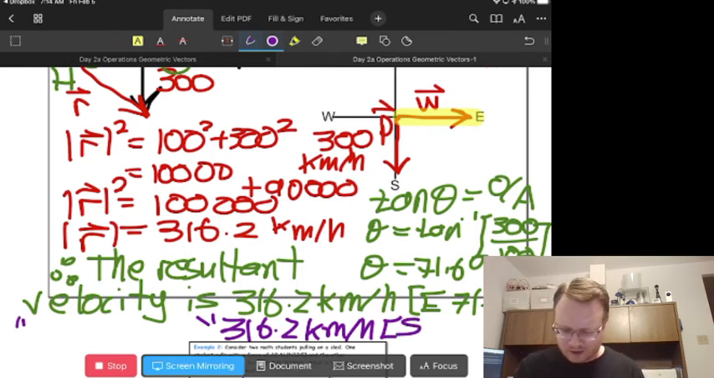And then 90 minus 71.6 gives us 18.4 degrees east. Congratulations, we just added a vector. Actually, we added two vectors, so we've now practiced vector addition. Let's keep moving on.